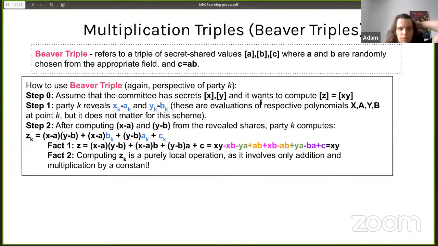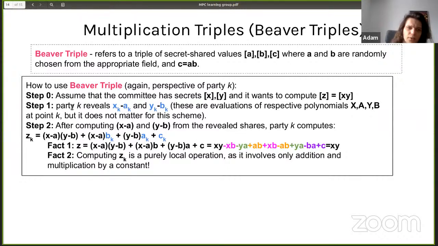So we assume that we have X and Y and Z shared, so that, oh no, sorry. As I wrote here, we have A, B, and C shared among the committee, so C equals A times B. And now our goal for the secrets X and Y is to compute Z, which will be a sharing of the multiplication of X and Y. So we want to compute the multiplication gate on X and Y using Beaver triple A, B, C. So again, there is going to be some complex high school computation here. Hopefully this time it's going to be correct.